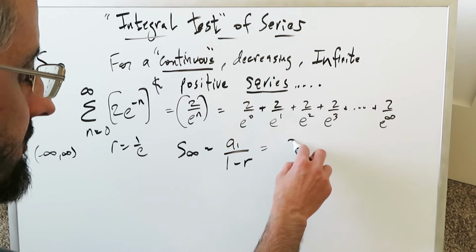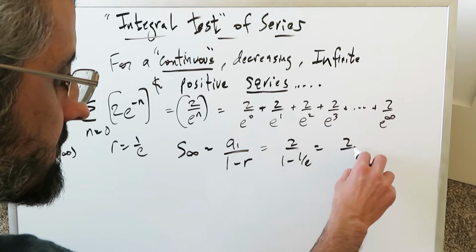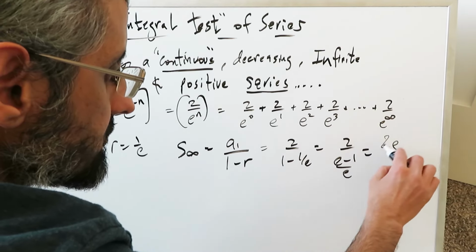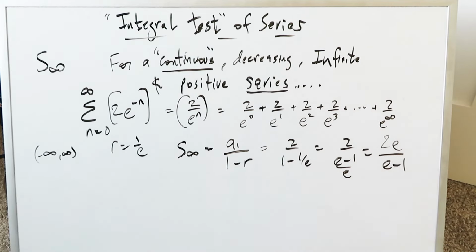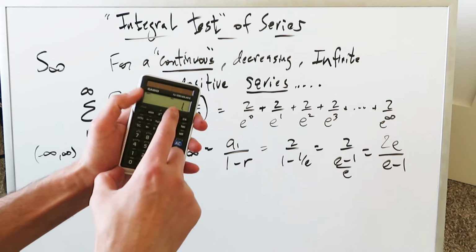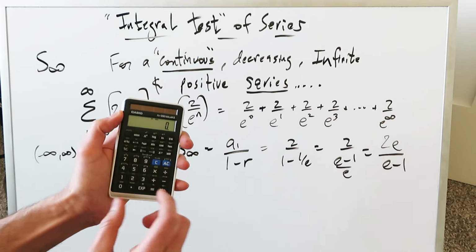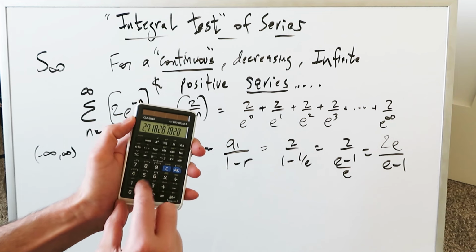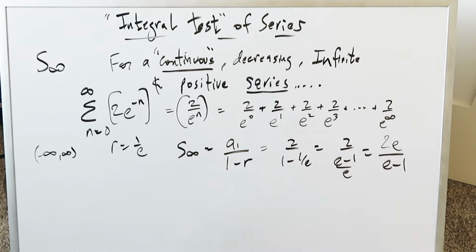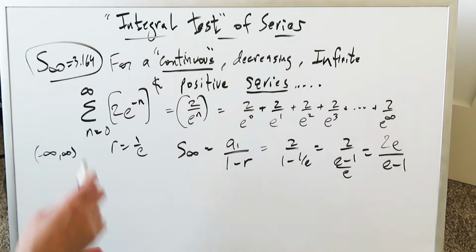My first term is a 2, and then I have 1 minus r, 1 minus 1 over e. I'm looking at 2 over 1 minus 1 over e. If you simplify all this, you're looking at 2e over e minus 1. Let's do the numerical value of this. We'll do the denominator first. I have e minus 1. This is my denominator, 1.7182. I'll save it. I have e times 2 divided by my saved denominator. I have 3.164. The sum of this series here is 3.164. And we'll keep that in mind.